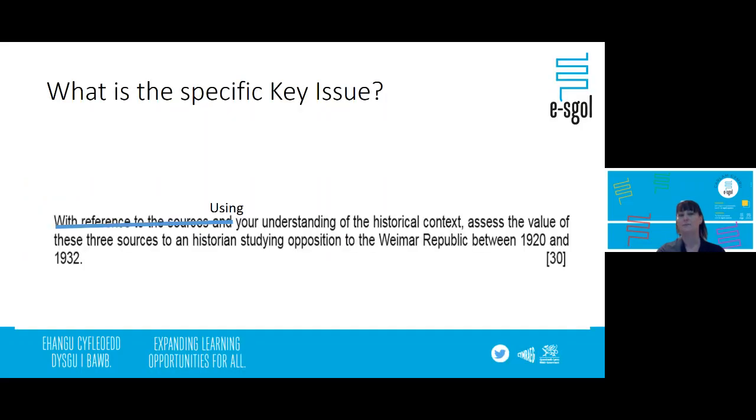Okay, we've changed the beginning bit to "using". I've zoomed in a little bit. It is opposition, okay? That is the key issue. That is what they want you to focus on. That is the word that needs to appear again and again when you're writing up, so you're showing the examiner that you are focusing in on what they want to know.